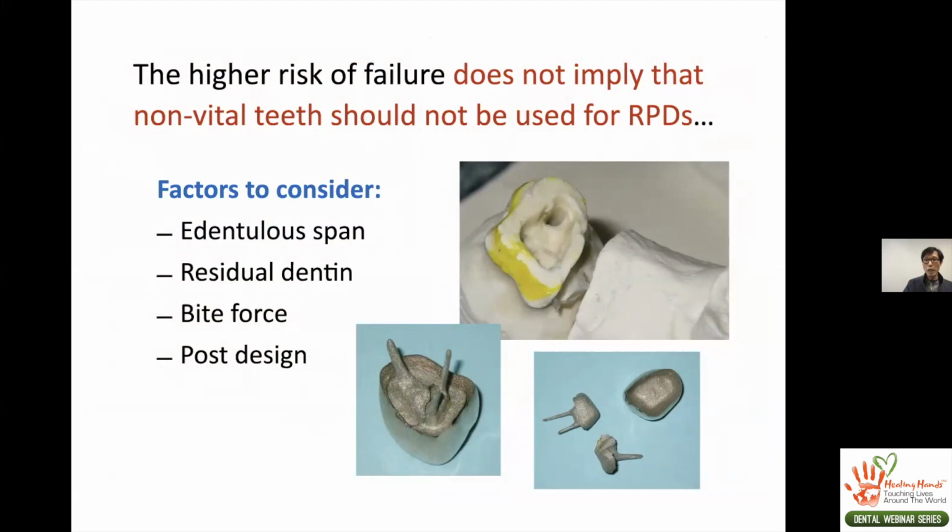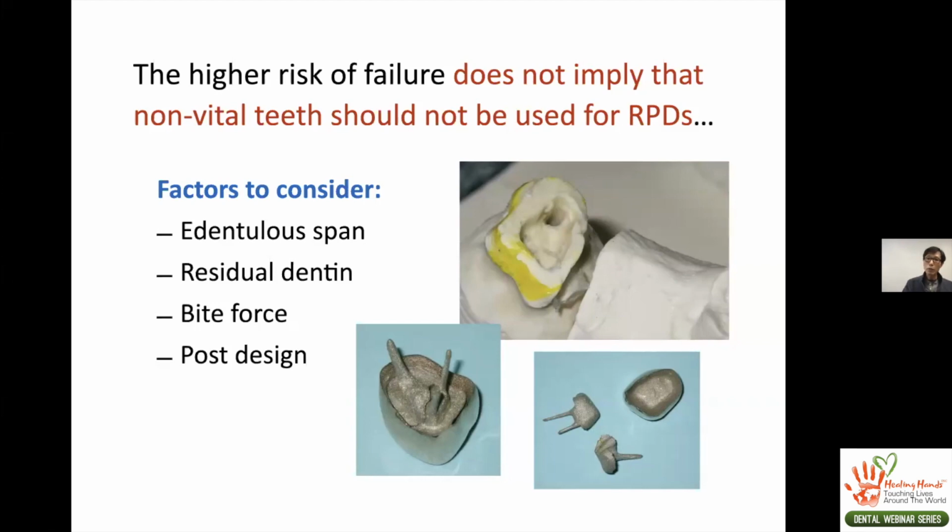Many of our in vitro studies have shown that if we have a uniform 2 millimeter ferrule height with 1 millimeter dentin thickness, the survival of the tooth is going to be greater than with less than 2 millimeter. But in reality, the ferrule is not really uniform in many of our patients, and most of the time the height of the ferrule is less than 2 millimeter.